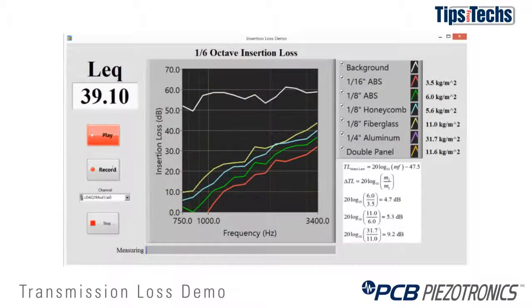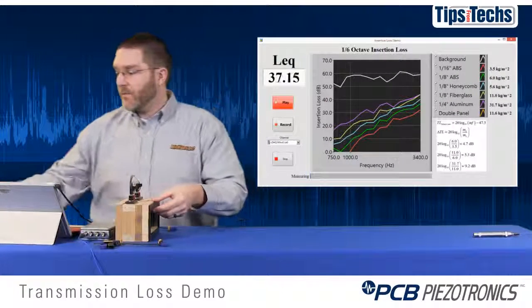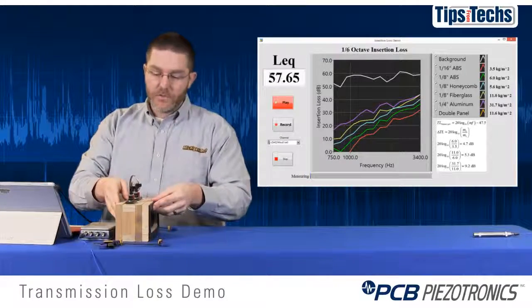And if we look at the mass law prediction on the screen, going from the fiberglass to the aluminum, we would expect to see almost 9 dB higher insertion loss. And we see anywhere from a 5 to 10 dB increase at low frequencies, and at high frequencies we don't see a lot of increase, probably because of leaks around the edges of the gasket sealing system. So one important takeaway is you have to have very good sealing if you're trying to do high transmission loss work.